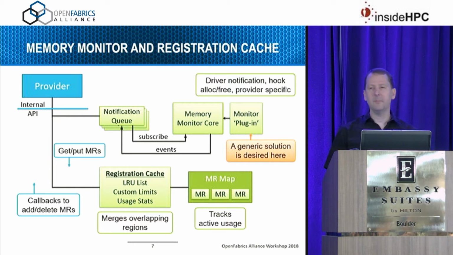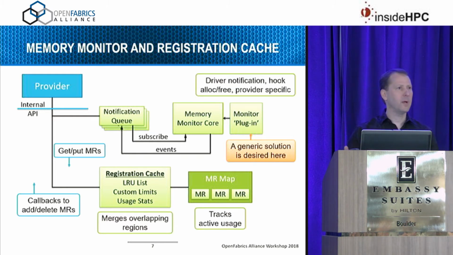We also have limits on how much memory the cache will maintain. So we don't want to cache more than, say, 4 gigabytes or 2 gigabytes. And once we've registered more than that, we simply stop caching those registrations and back them off.